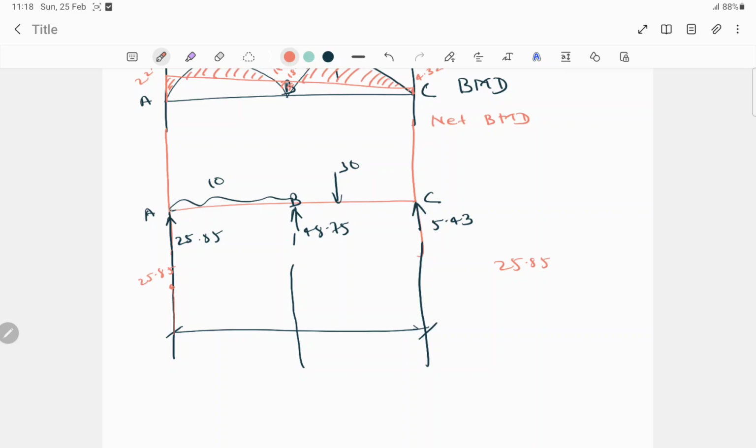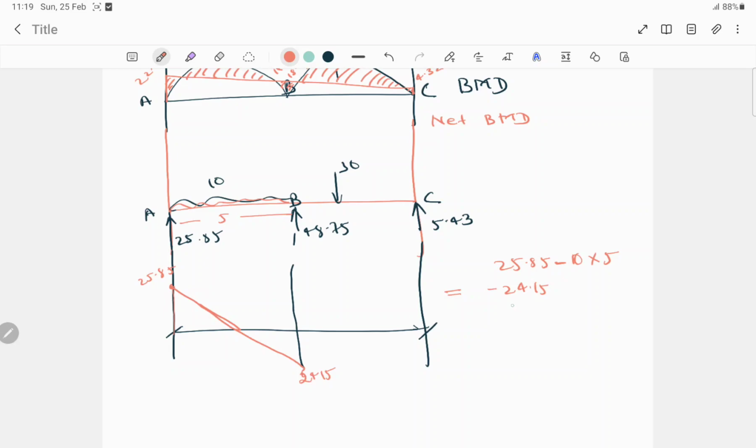Now this UDL load is acting downwards, right? So it will be minus 10 into the span was 5, 10 into 5. If we solve this one, we'll get the value around minus 24.15. So the value will be somewhere minus 24.15 here. It's a UDL, so our shear force diagram will be like this.